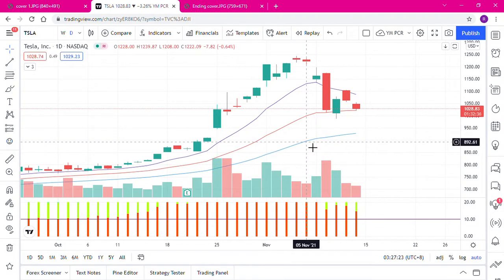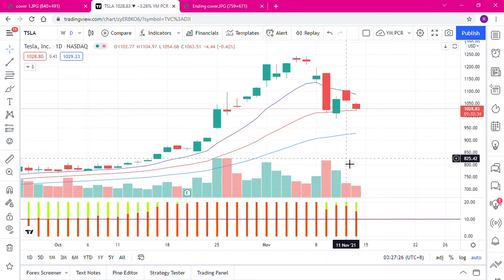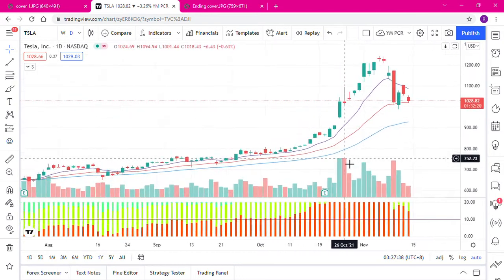Everybody knows Tesla, right? So today we are not going to discuss Elon Musk. We're not going to discuss crypto. We're not going to discuss even Elon Musk changing his Twitter name. So we are just focusing on the Tesla chart, alright?